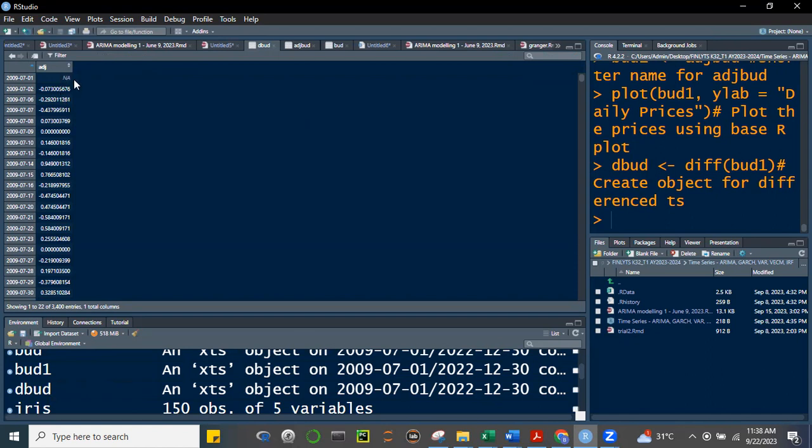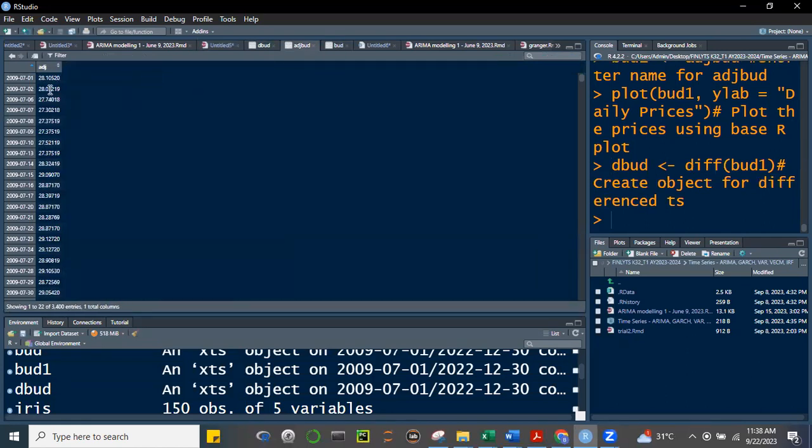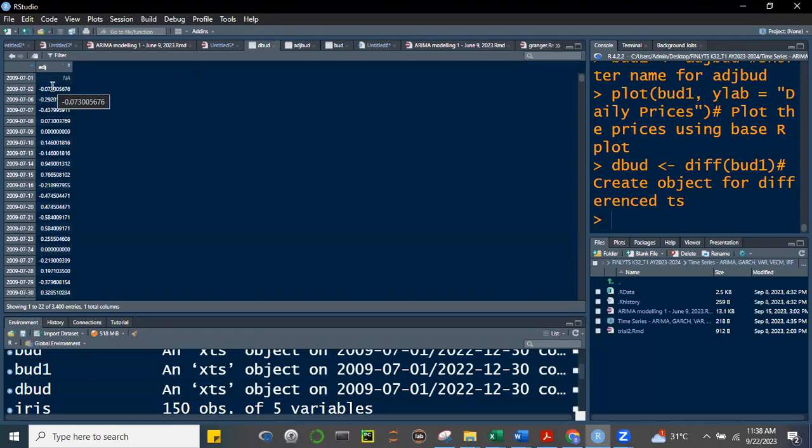And notice that there is a missing value here, an NA value. There's an NA value because there is no prior value, so you cannot difference the first data here. For the second value, we can get the difference. That's 28.032 minus 28.10. And this is negative because the later value, when you subtract the earlier value from it, is smaller, so that's why our dbud has a negative value there.